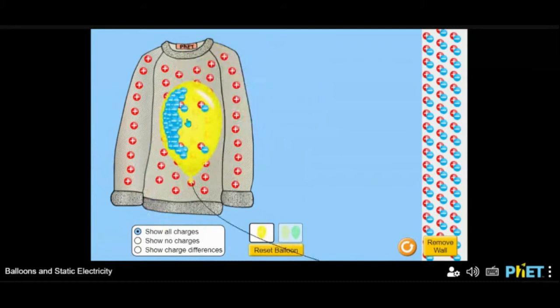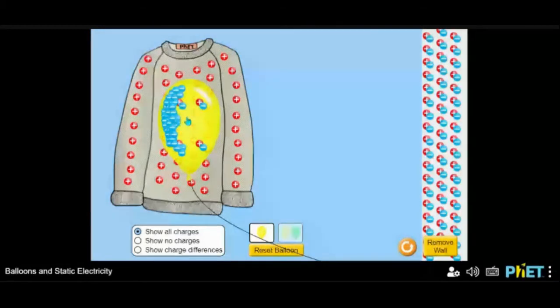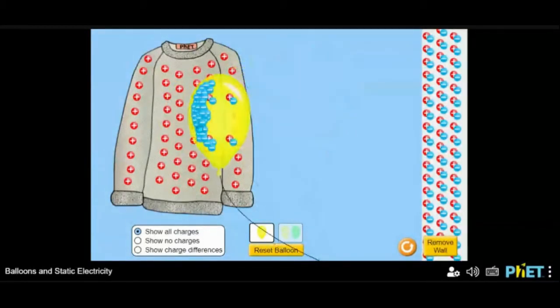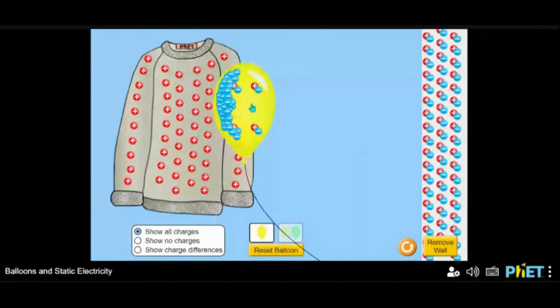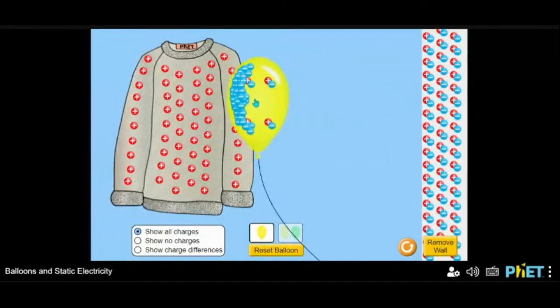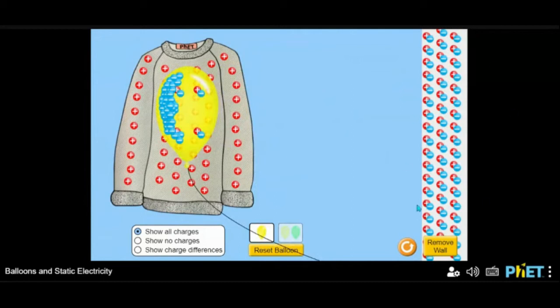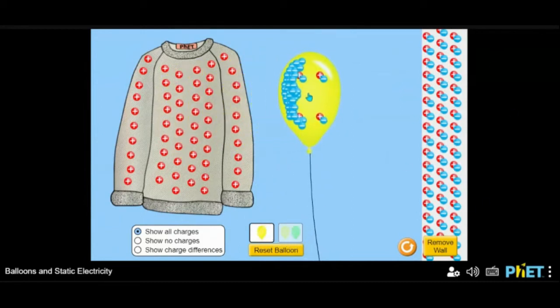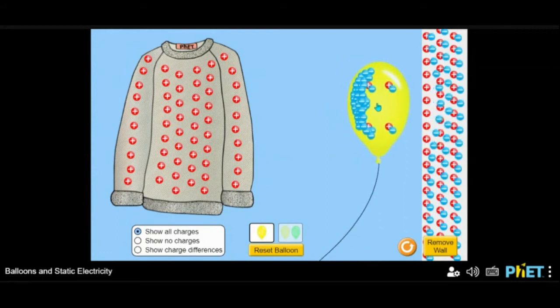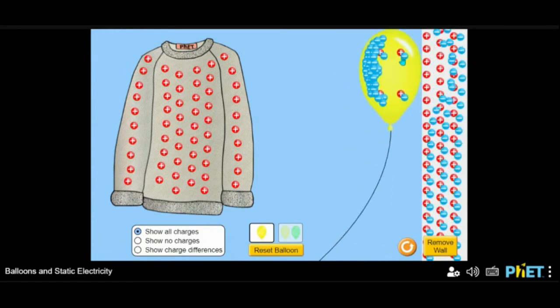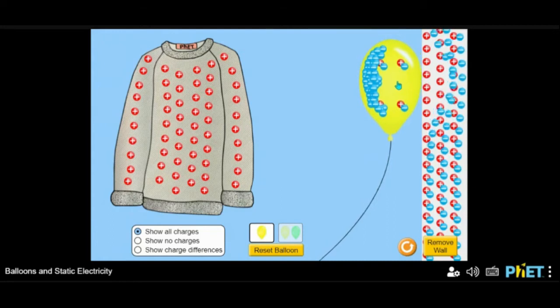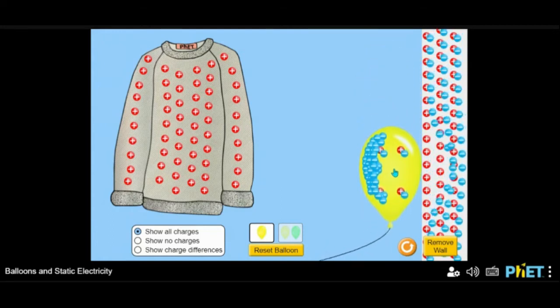But what about induction? So induction doesn't need a direct contact. Now this object is a negatively charged object, and this wall here is a neutrally charged object. So what would happen when we place this object, the balloon, near the wall? And please take note or please observe the charges present. Okay, what happens to the negative charges? The negative charges are being repelled.